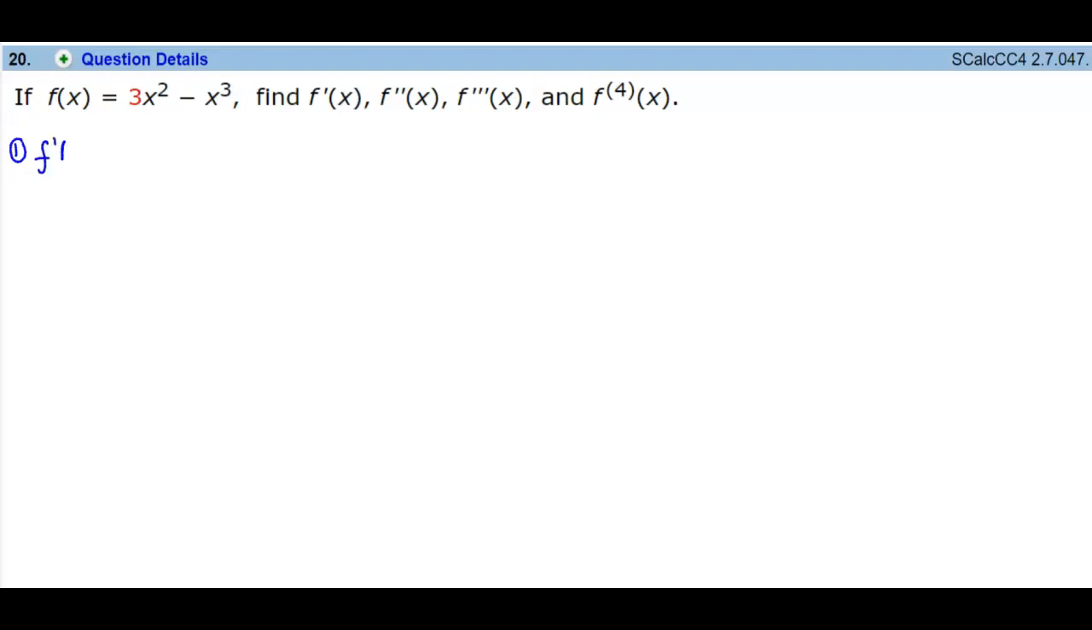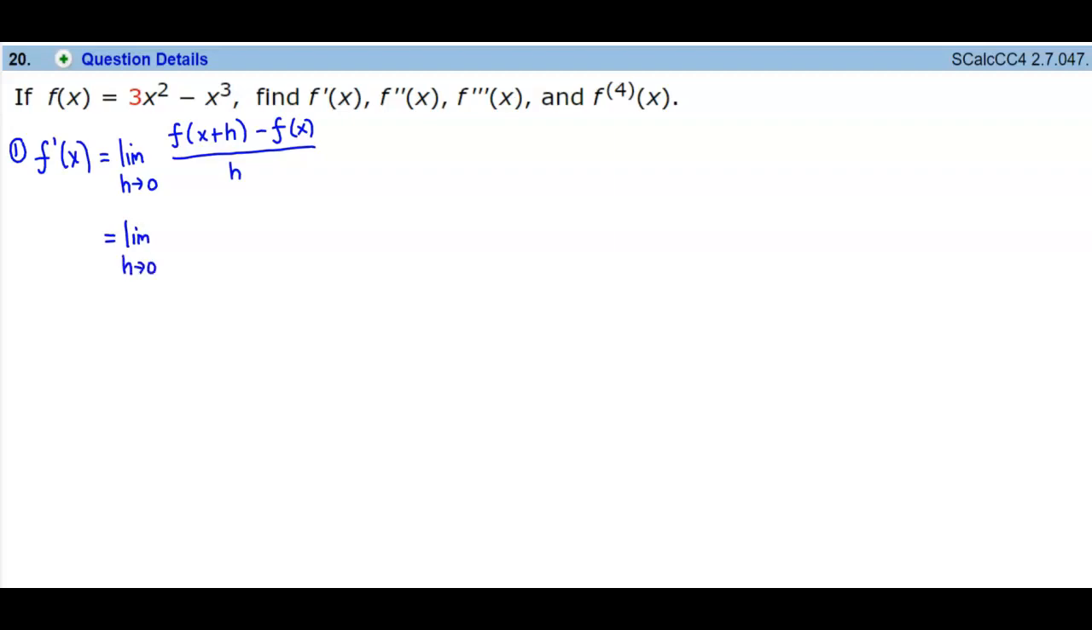So we know f prime of x is going to equal the limit as h approaches 0 of f of x plus h minus f of x divided by h. Okay, so let's go ahead and evaluate.